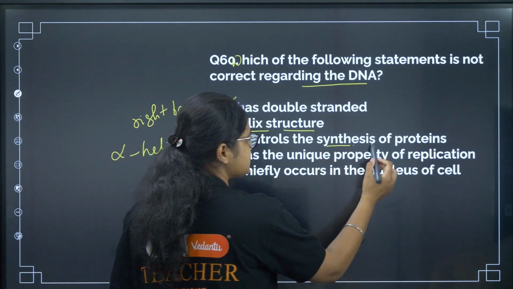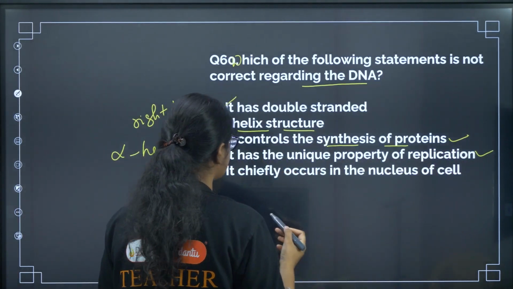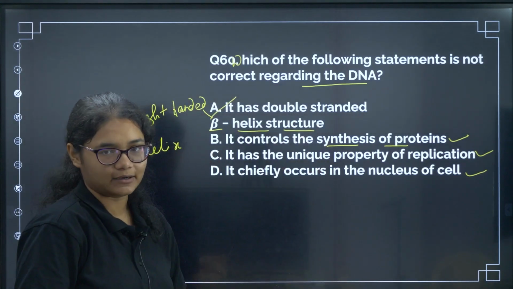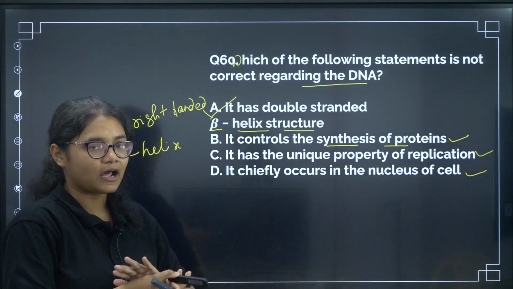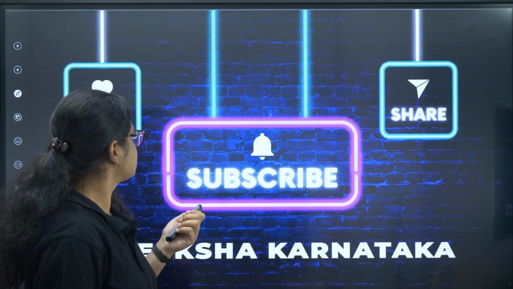It controls the synthesis of proteins. This is a correct statement. It has the unique property of replication. This is also correct. It chiefly occurs in the nucleus of the cell. This is also a correct statement. So the incorrect statement, or the correct answer for this question, will be option number A. So this was the last question.